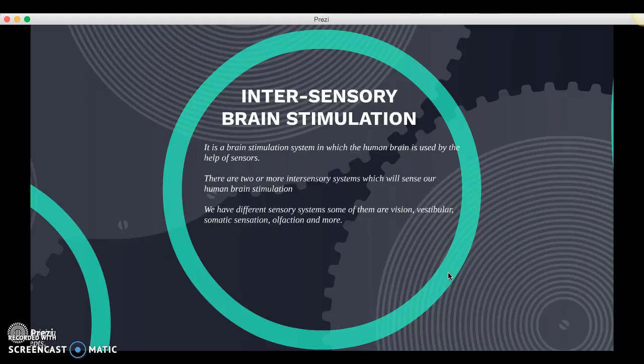We have different sensory systems. Some of them are vision, vestibular, somatic sensation, olfaction and more.